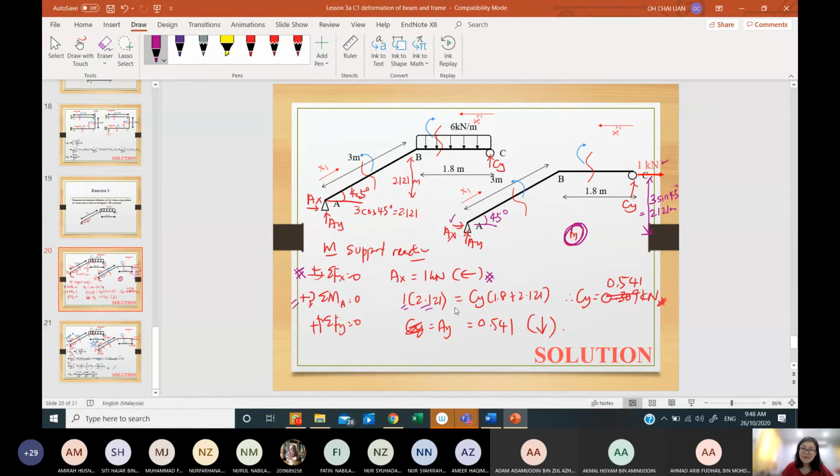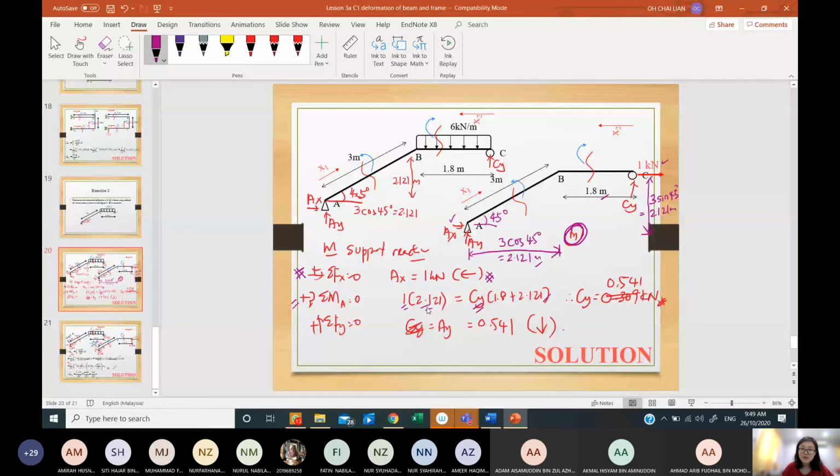I directly dump it into my equilibrium equation. So I have Cy multiplied with the length. The length here, you need to know what is the length of this AB. Just now, we already know that to get the vertical is 3 sine 45, and to get the horizontal is 3 cos 45. Still you get the 2.121 meter. So the distance of Cy to A is 2.121 plus 1.8.